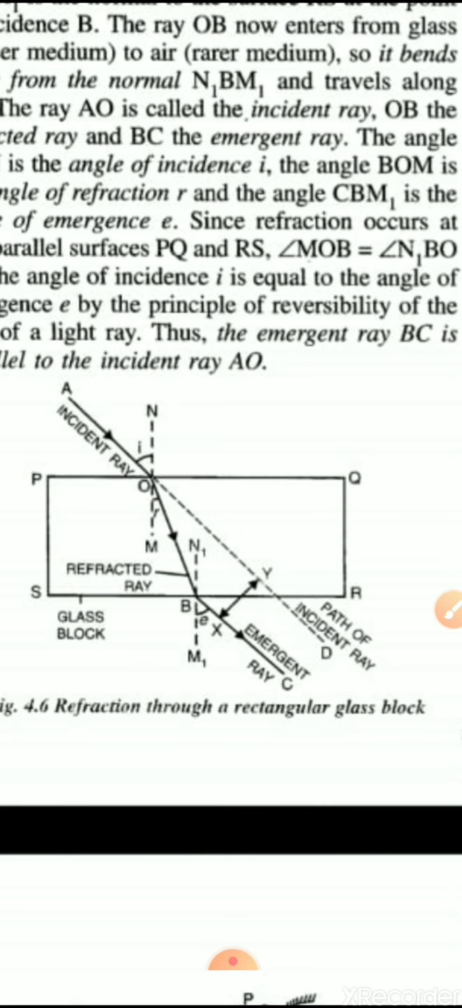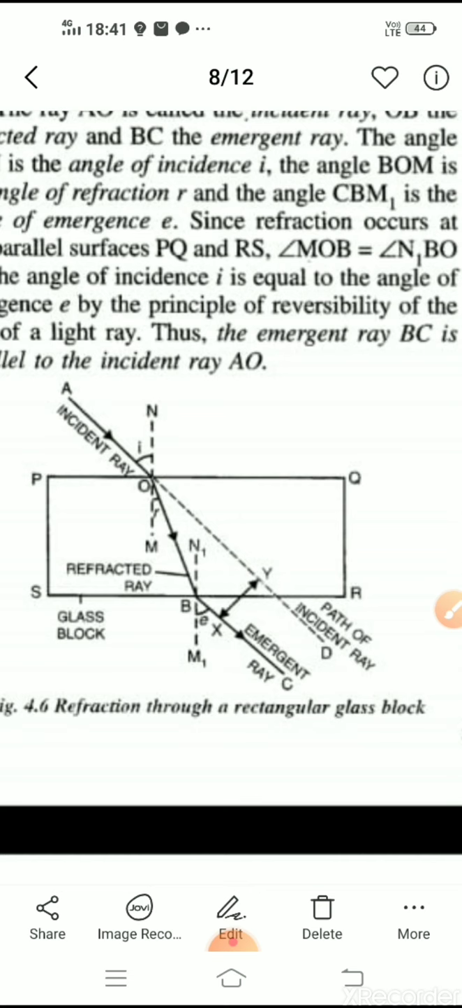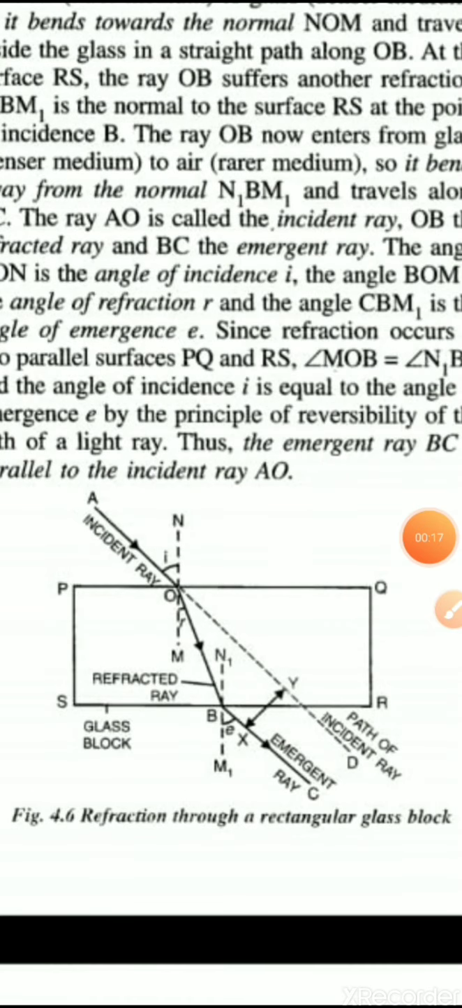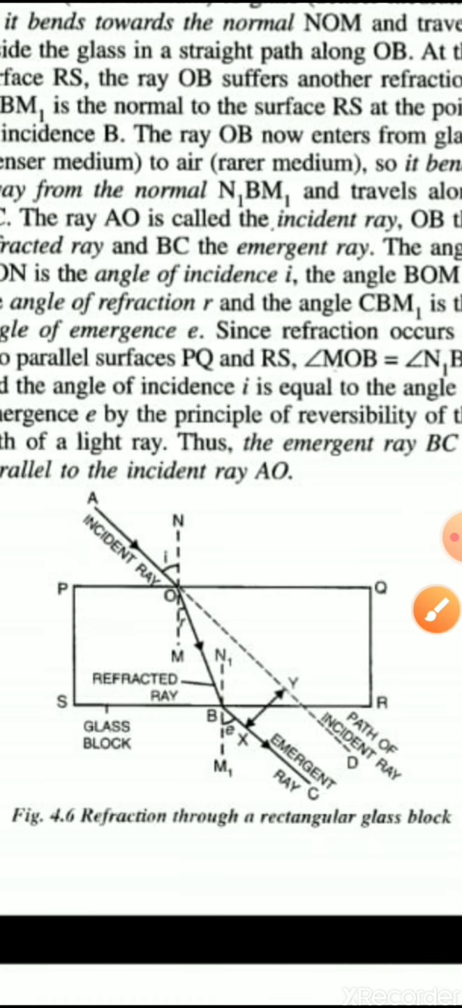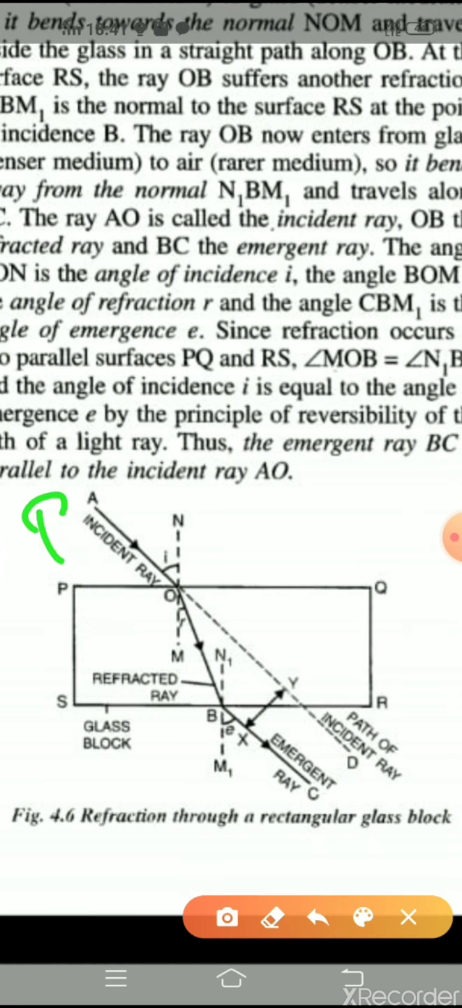So the first ray of light is AO. The first ray of light is nothing but your AO, and it is incident on this surface. Now you all know this is your air medium and this one is your glass medium. So now what will happen? Air is your rarer medium and glass is your denser medium.